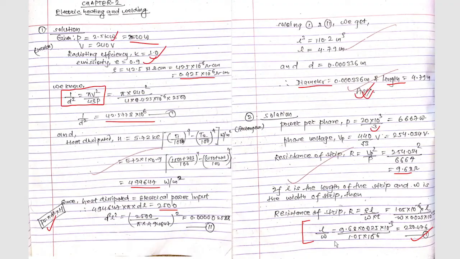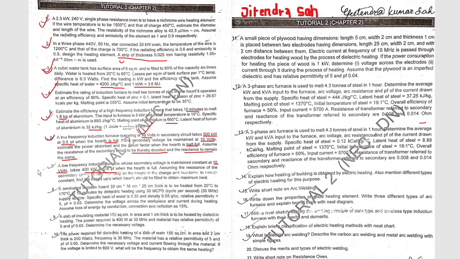Similarly, here we have the next numerical. We have discussed question number 7, so now we will discuss question number 8. In question number 8, a laminated wooden board 30 cm into 16 cm into 25 cm is to be heated from 20 degrees Celsius to 170 degrees Celsius in 10 minutes by dielectric heating using a 30 Mcps (cycles per second), that is 30 megahertz, supply source. The specific heat of wood is 0.35 and the density is given as 0.55 gram per cc, relative permittivity is 5 and power factor 0.05. Here we have to determine the voltage across the workpiece and the current through the heating elements, and assume loss of energy by conduction, convection and radiation as 15%.